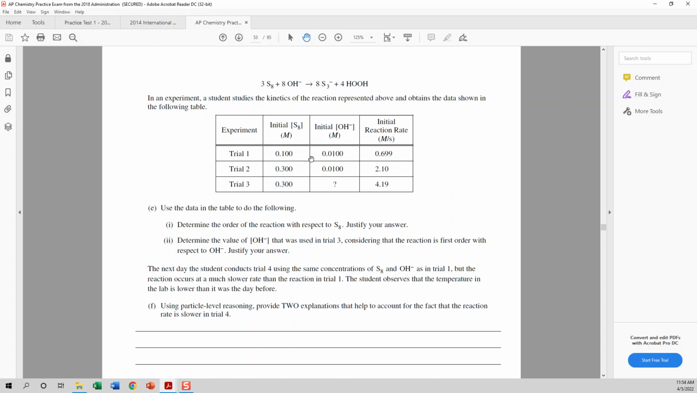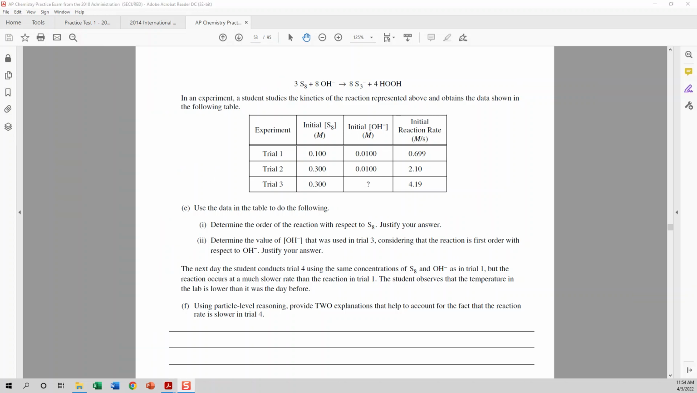Sorry, my mouse is getting slow here. Let me see if I can fix it. I'm going to pause and come back for you here in a second. One second. All right, it's not fixed, but we can work through it.